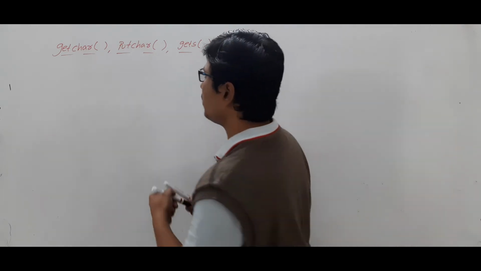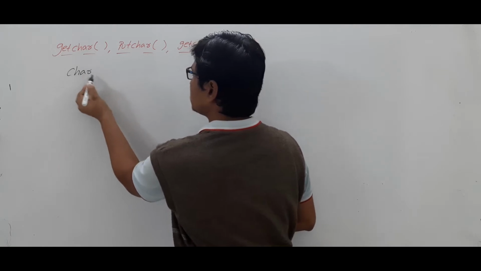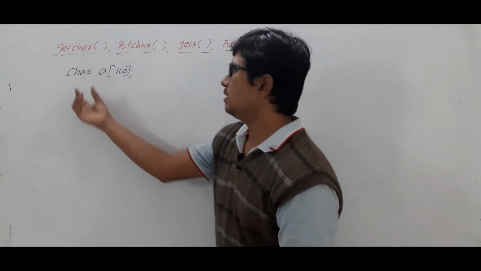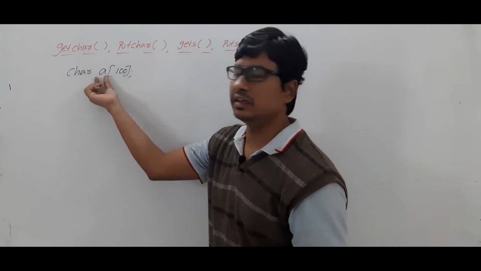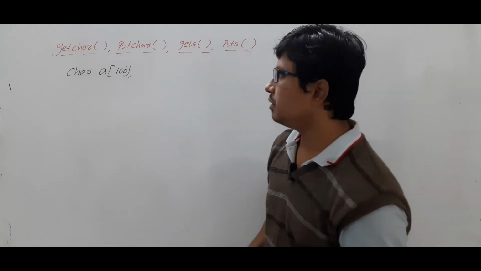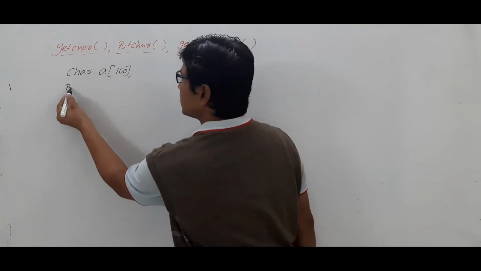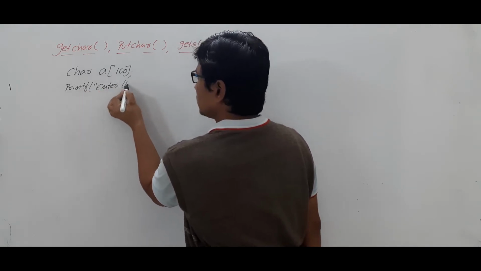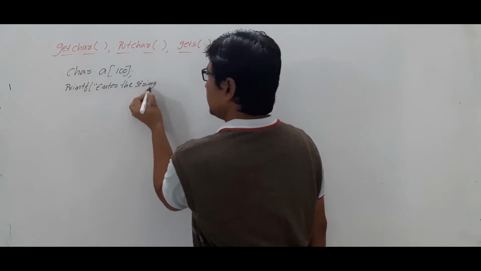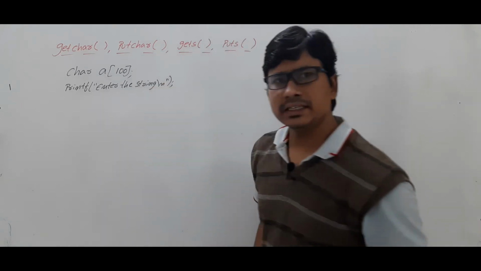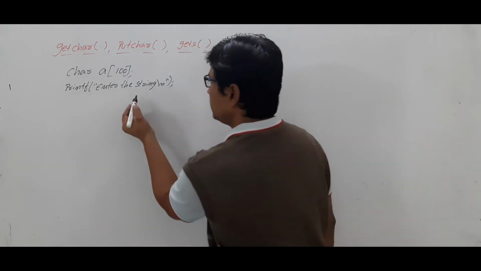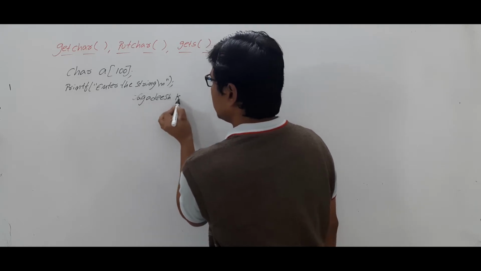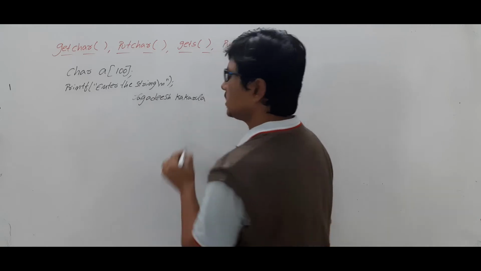Suppose I have a character array A whose length is 100. Let's take that I have declared it like this. So the data type is char, the name of the array is A, and the size is 100. Now I ask the user to enter a string. Enter the string \n. Let's take that the user has entered the string Jagadish Kakarla.